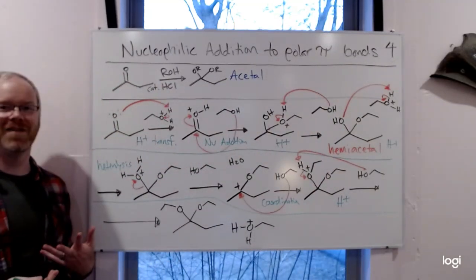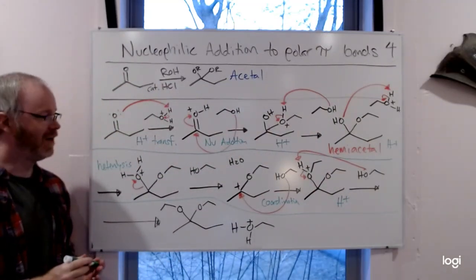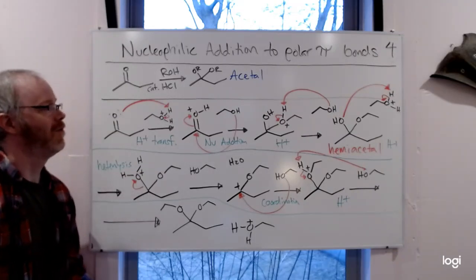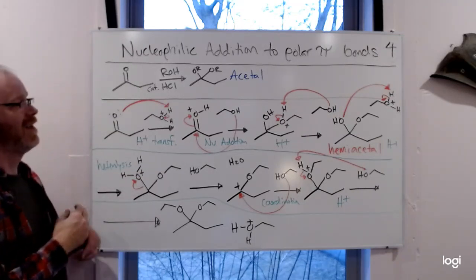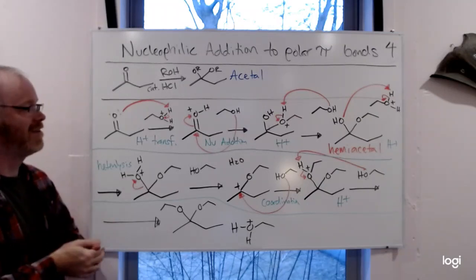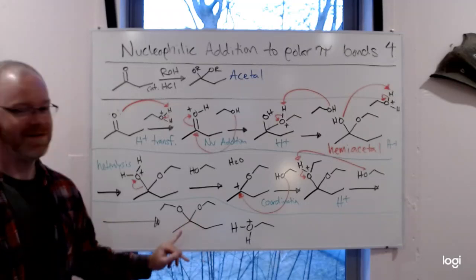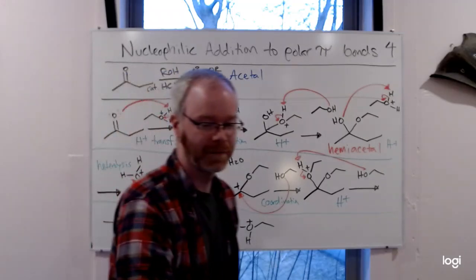So there's a lot of steps here. It's starting to look like an enzyme reaction, but this is our nucleophilic addition to polar pi bonds, a way to make a full acetal, starting with a hemiacetal and then continuing, making an acetal here. Thanks for sticking with me.